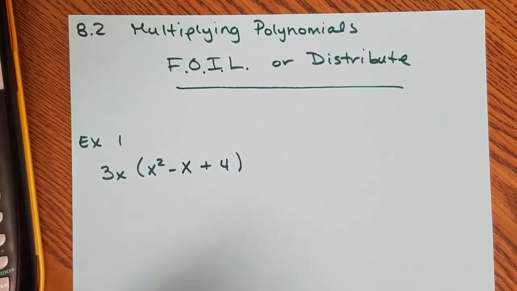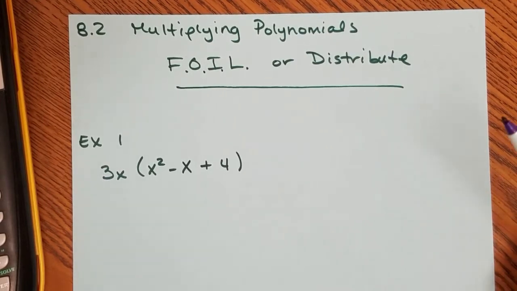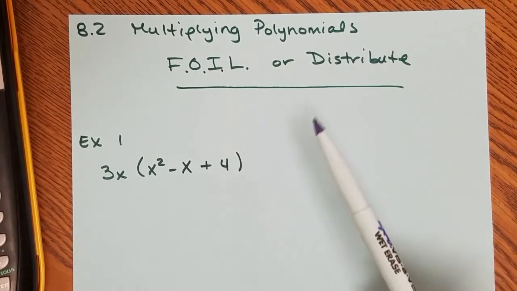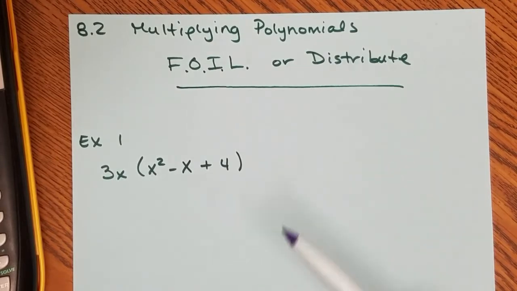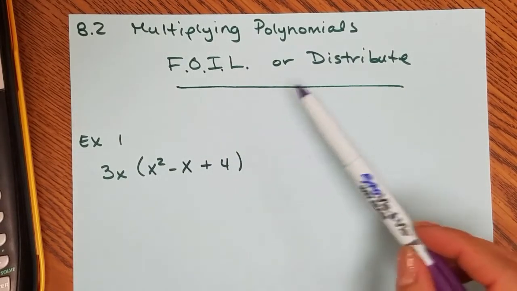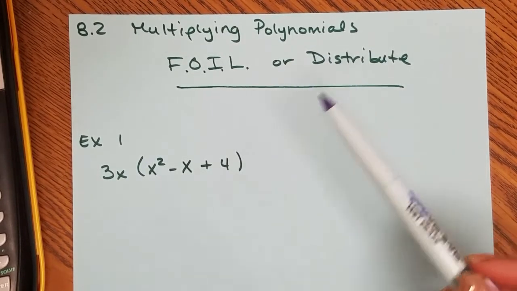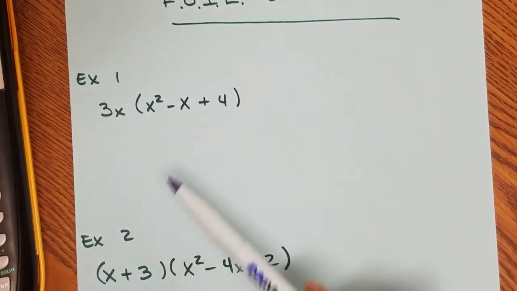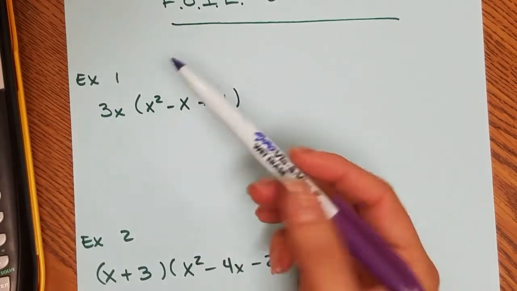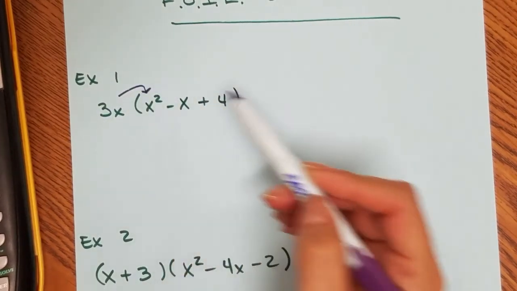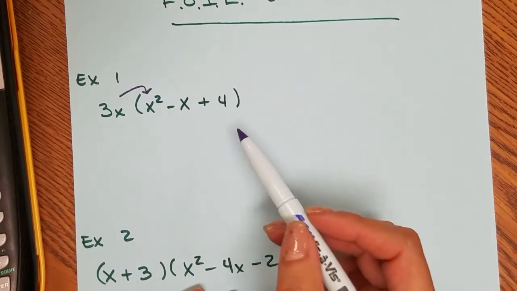Alright guys, this is 8.2, multiplying polynomials. I'm not going to get into it in too much detail because this is something that you should be very familiar with. If you have a binomial or something with multiple terms, you're going to FOIL. Or if you just have one term on the outside, you're going to distribute. So for example, with this one, there's only one term on the outside, so we're just going to distribute it to everything on the inside of the parentheses.